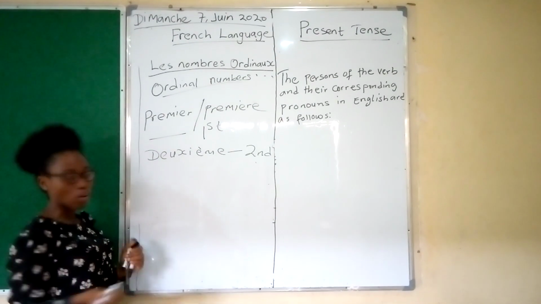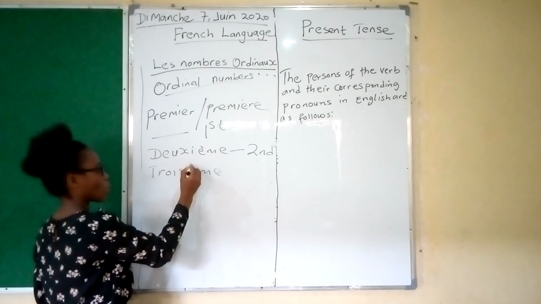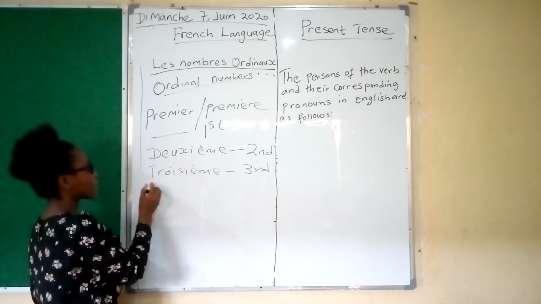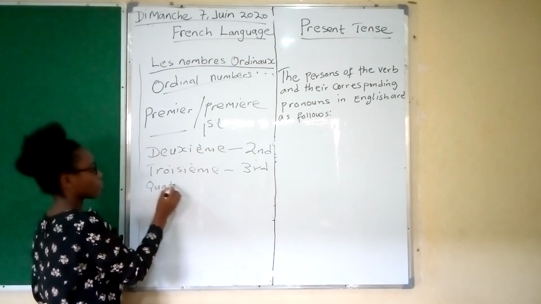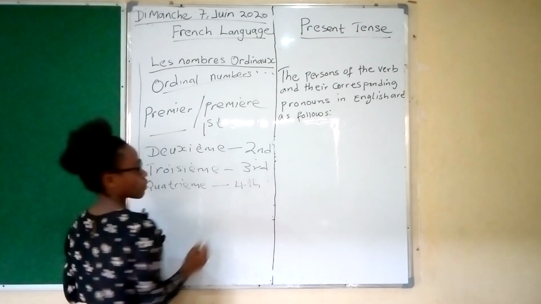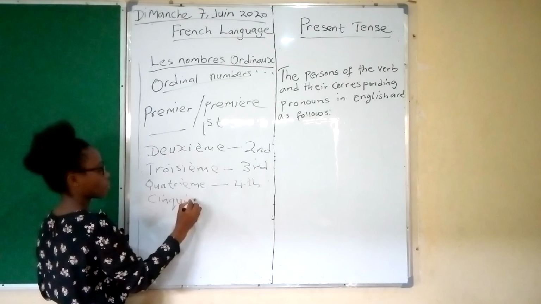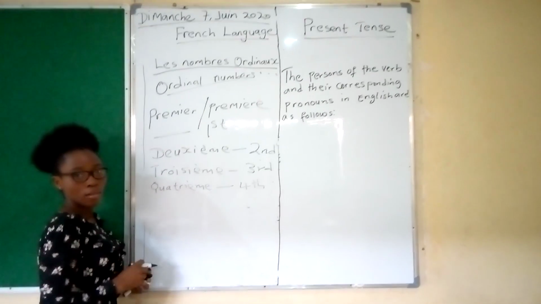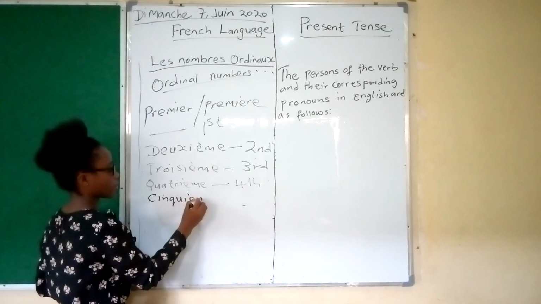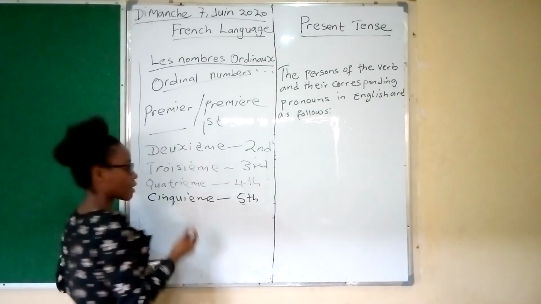Then how do you say third? You say troisième, from 3. Third. Fourth, quatrième. That is fourth. Fifth, cinquième, from cinq, which is 5. And so on and so forth.